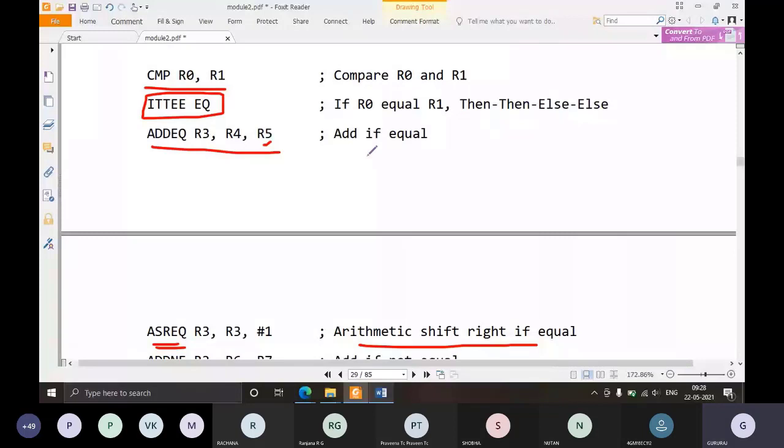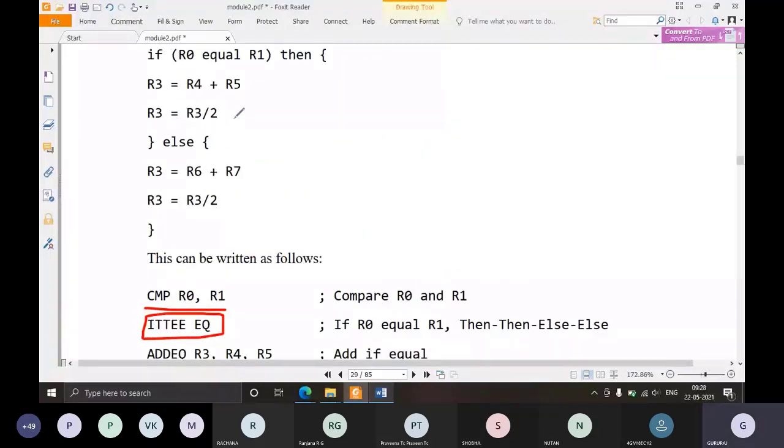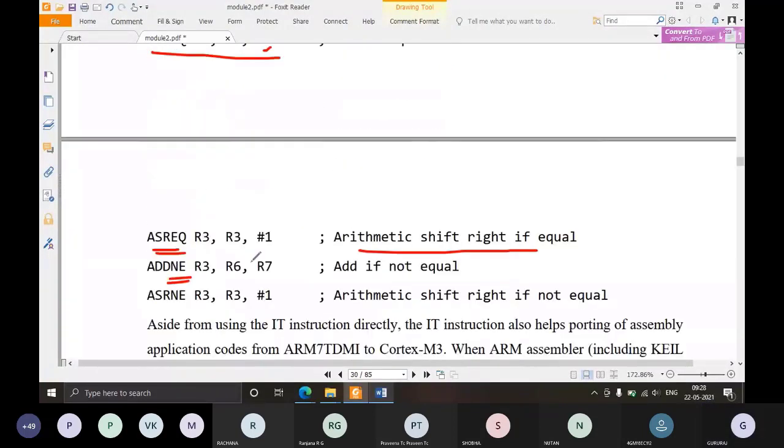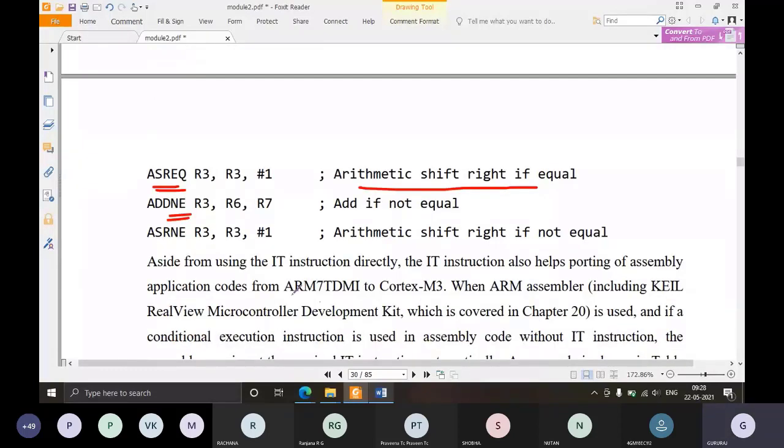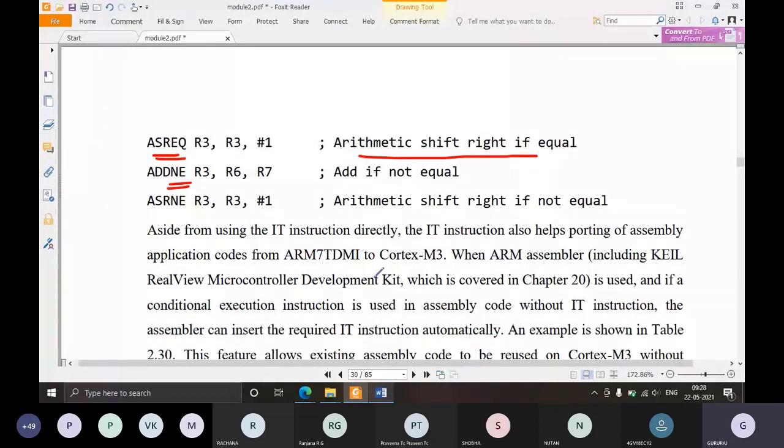So this is the conversion of this C language to assembly. Fine. So this is what the IT instruction will do. It will avoid the branching overhead for simple conditional statements. No need of branching or jumping from one address to another address, which would take more time.